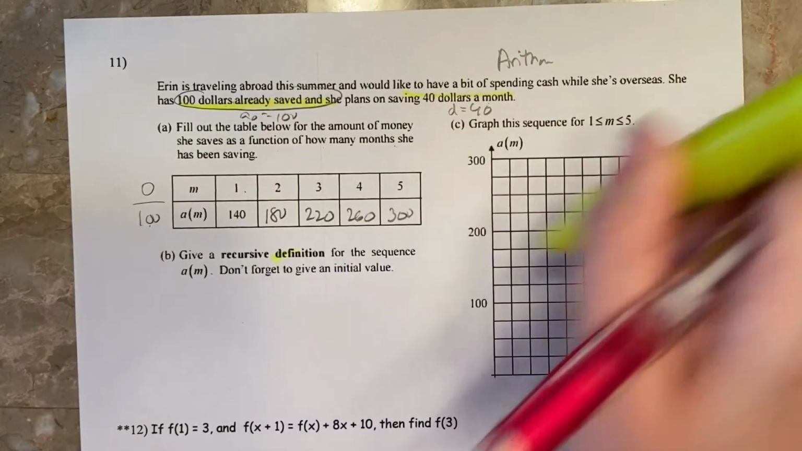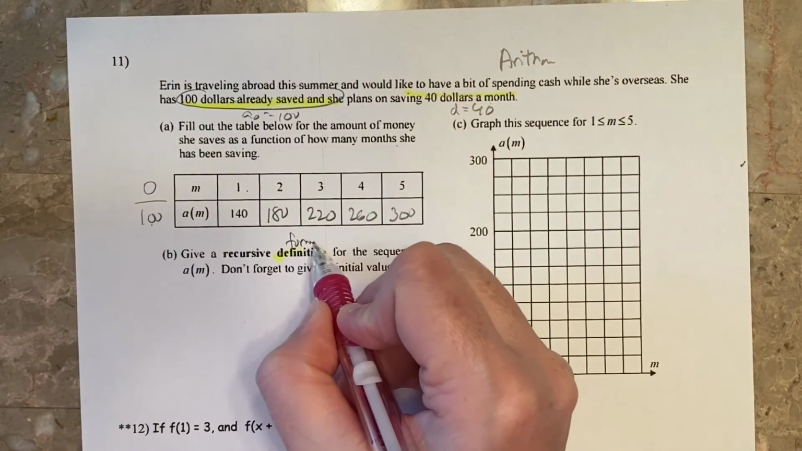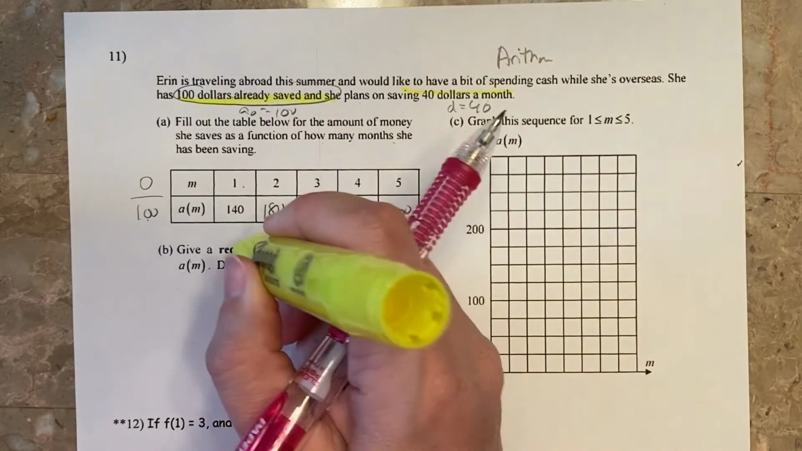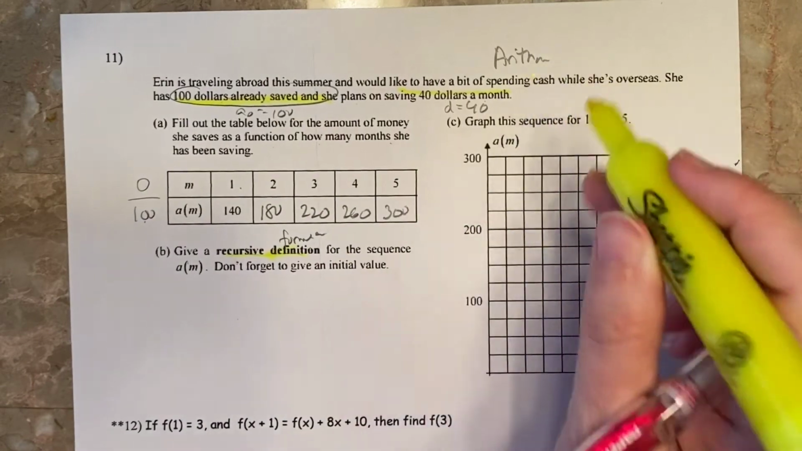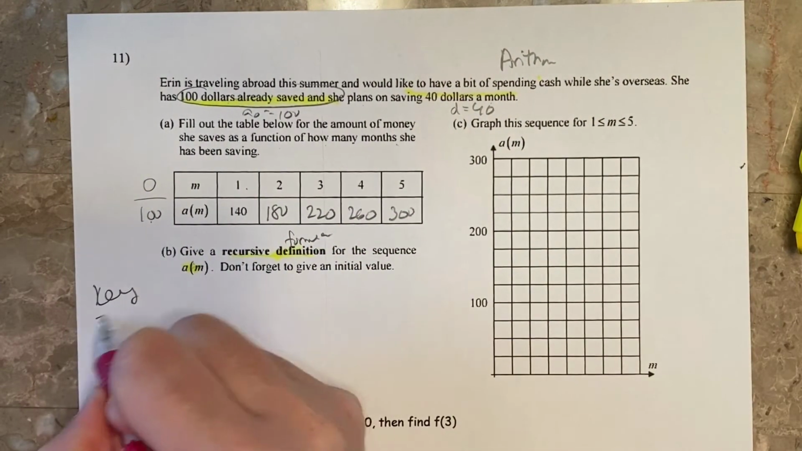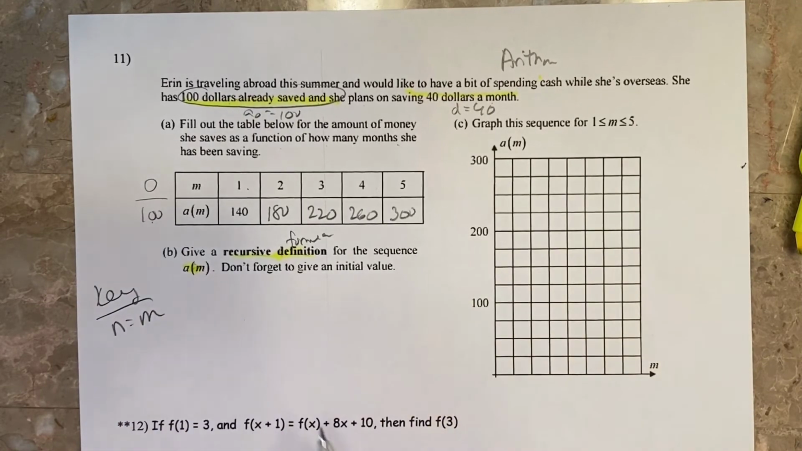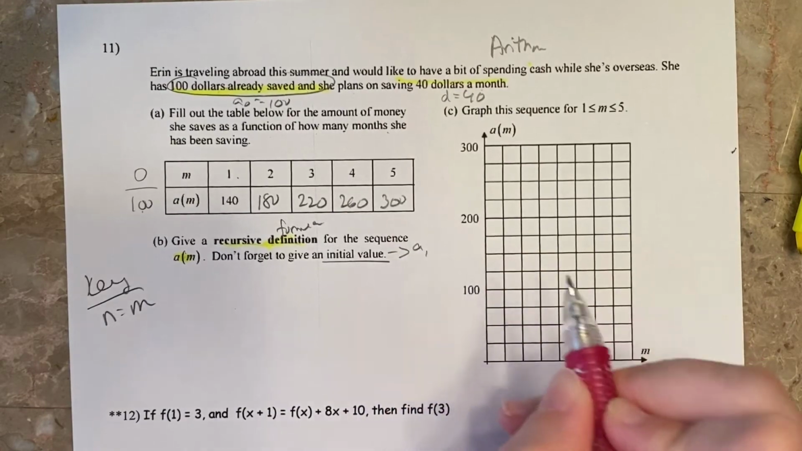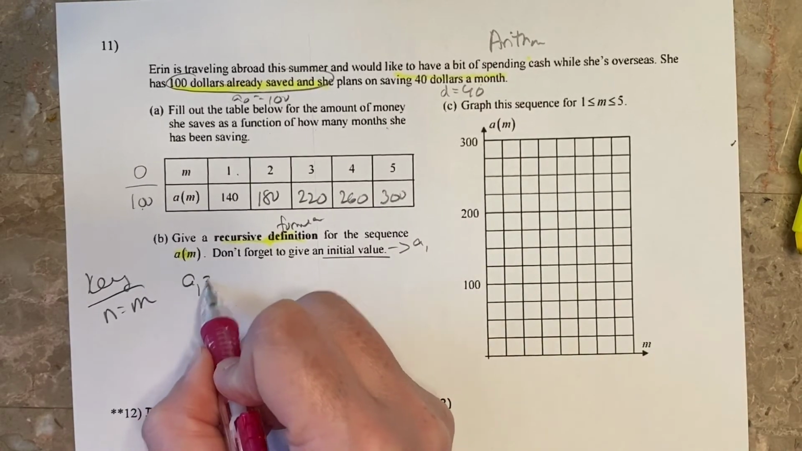All right, definition, just like on the other page, that's just another fancy name for formula. Give a recursive definition. So we're doing recursive for arithmetic for the sequence a sub n. They like to switch up the letters on us all the time, huh? Okay, don't forget to give the initial value. Oh, that's nice of them telling us. The initial value is a sub 1. All right, so we need a sub 1.